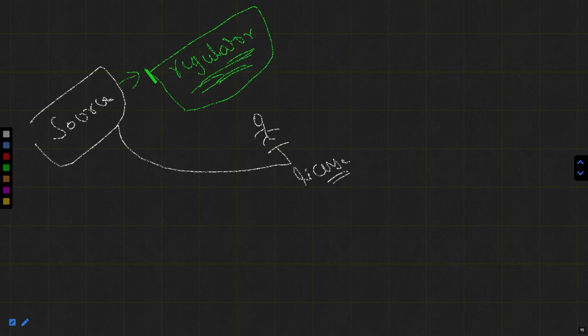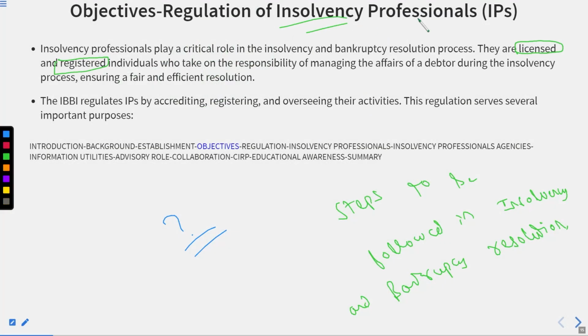Got it? So if we go by this particular law, then in such a case, the insolvency professionals are the professionals having the registration and the license with the IBBI. So technically, the IBBI becomes the regulator. It regulates them by accrediting, registering, and overseeing their activities. All right, and it has some important purposes.